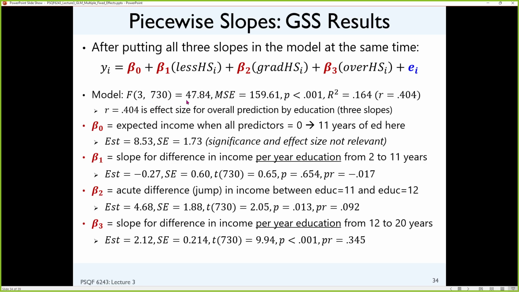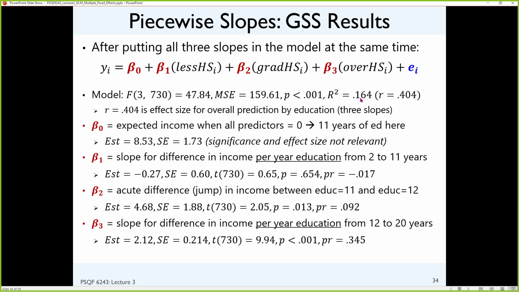So F is in a squared metric, R squared is in a squared metric, MSE is in a squared metric. So I say that because if you're looking at these numbers and thinking, okay, if it's negative, it means this, it's never going to be negative. They're always going to be positive. So R square is the proportion reduction in variance relative to the empty model. This model got 16% of it. MSE is how much is left.